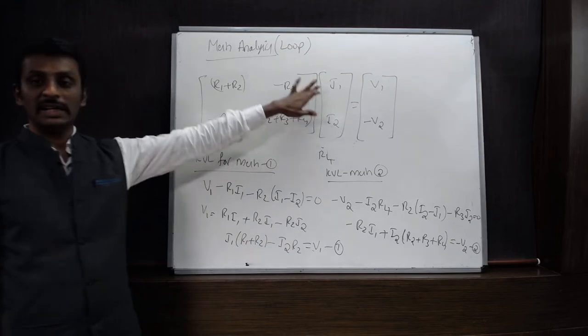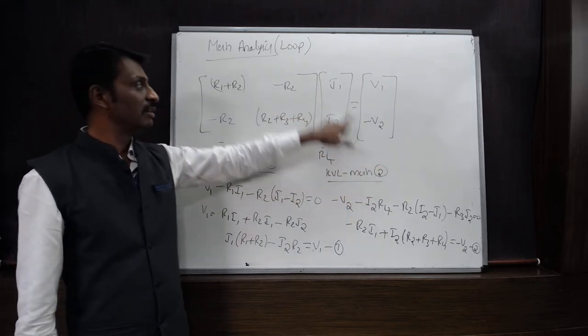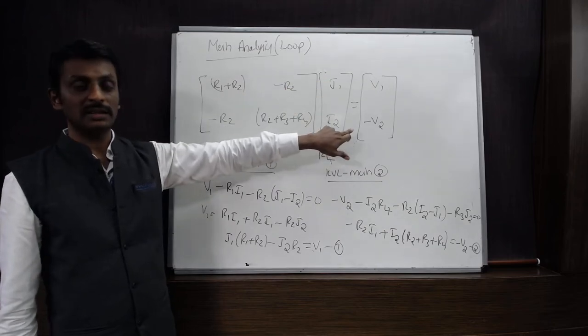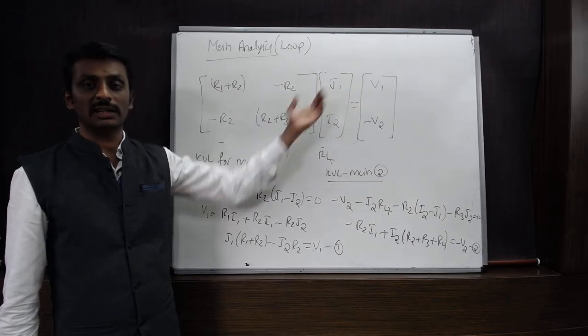In order to find the currents I1 and I2, we can solve by using Cramer's rule, or we can solve by using the calculator with two unknowns. If you have three meshes, we will get three unknowns, and we can solve by using the calculator or Cramer's rule here.